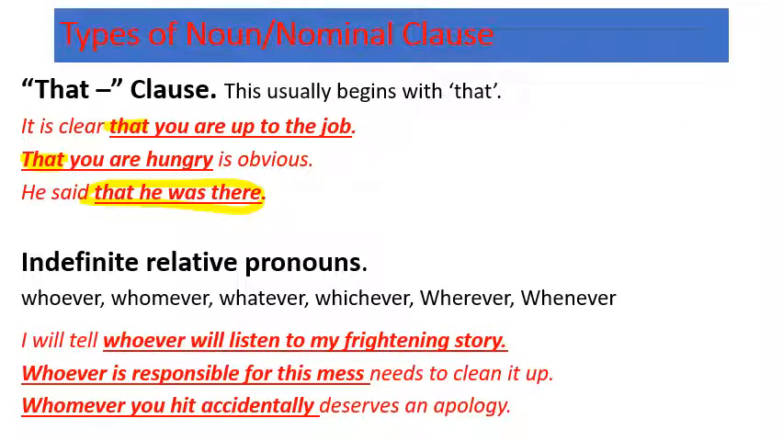Next type: indefinite relative pronouns. What are indefinite relative pronouns? These are the words whoever, whomever, whatever, whichever, wherever, and whenever. These words can introduce the noun clause. I will tell whoever will listen my frightened story. Whoever is responsible for this mess needs to clean it up. You need to focus again on the position of the noun clause here. Okay, this is the object position and this is the subject position. Whomever you hit accidentally deserves an apology.